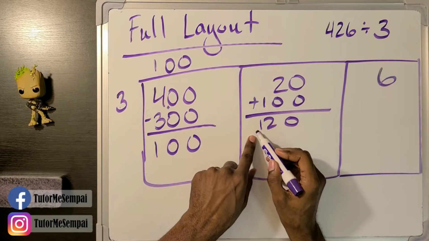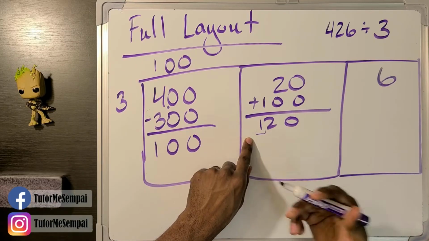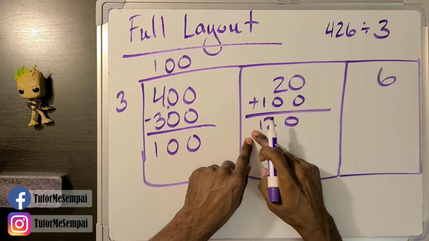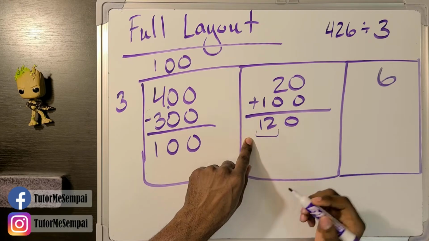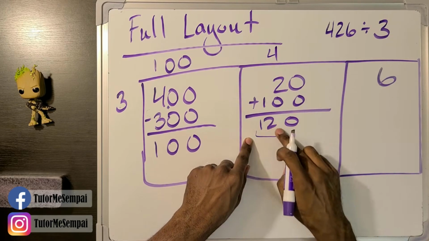So we're going to start here. How many times do you break up this 1 into groups of 3? You can't do that. So instead of looking at just the 1, how about the 12? Well, that's going to be 4, right? 4.